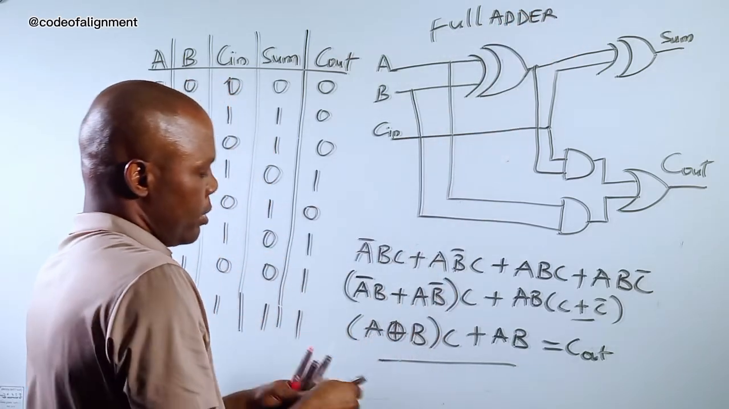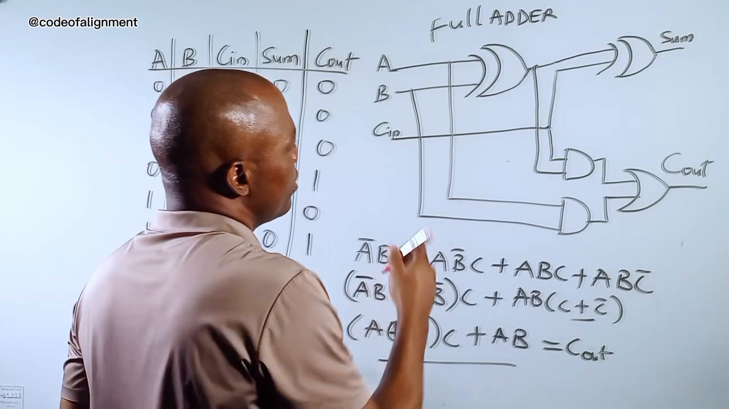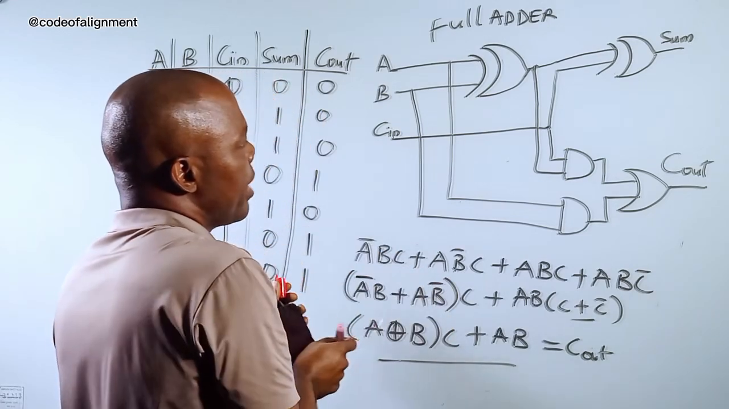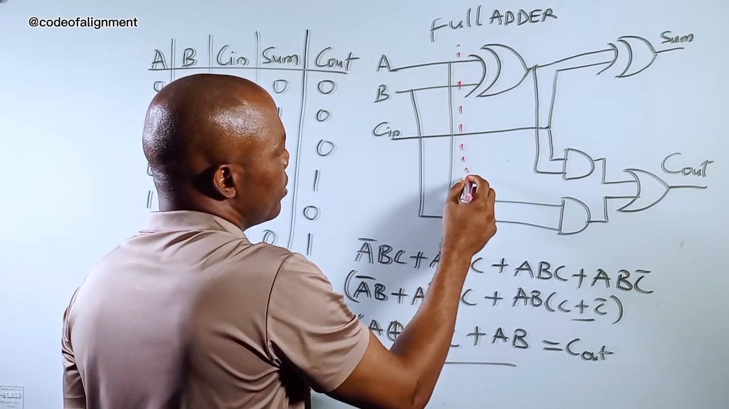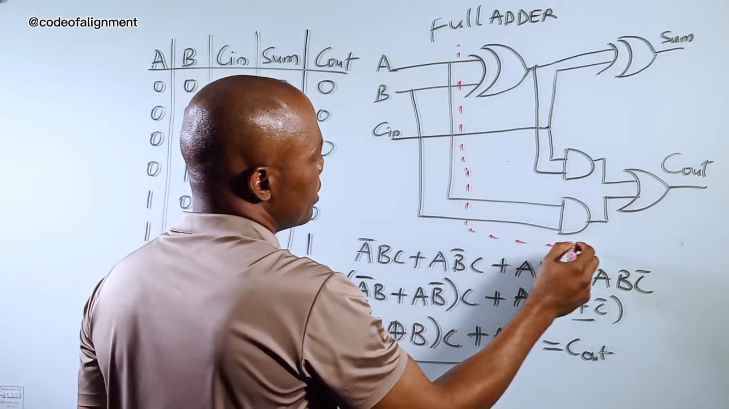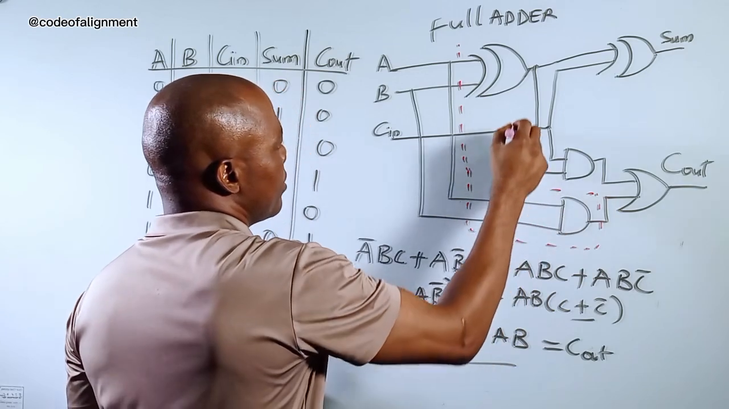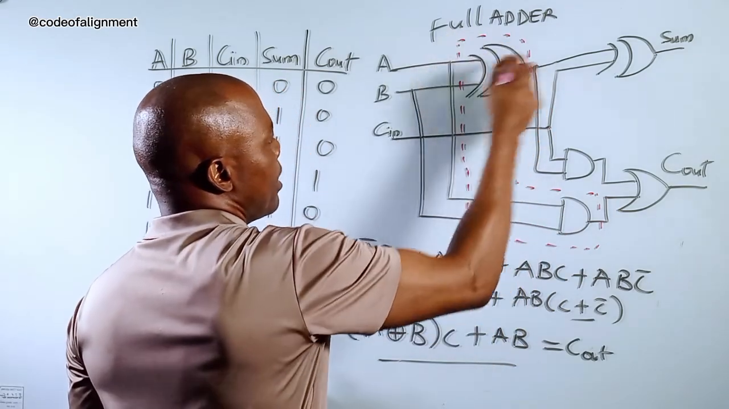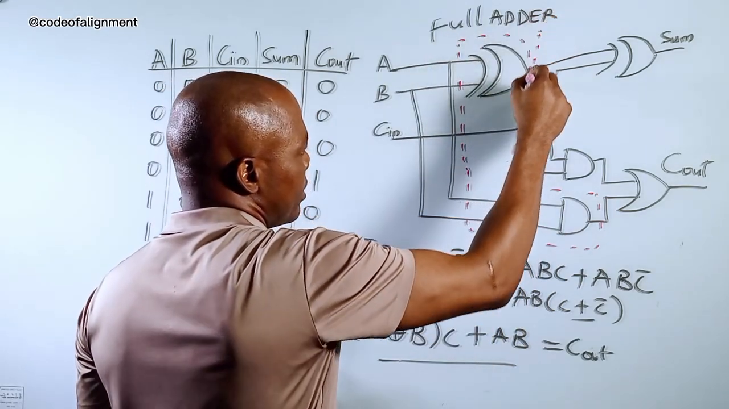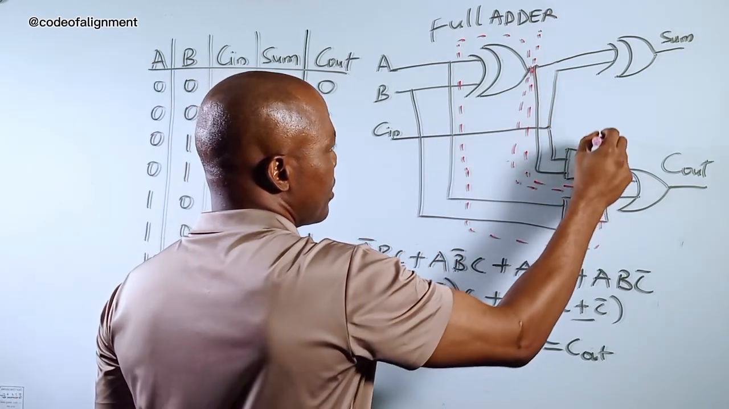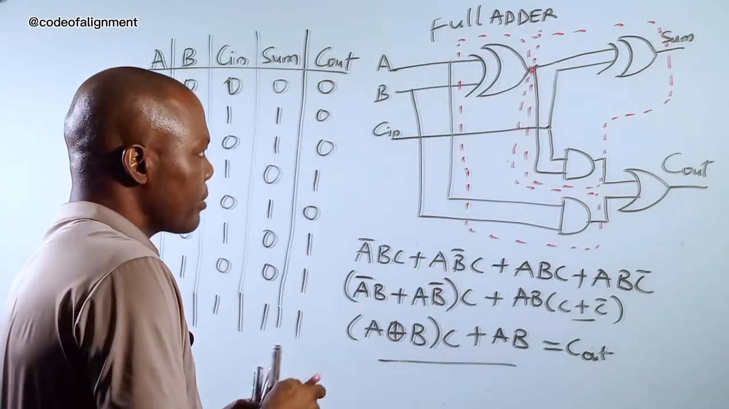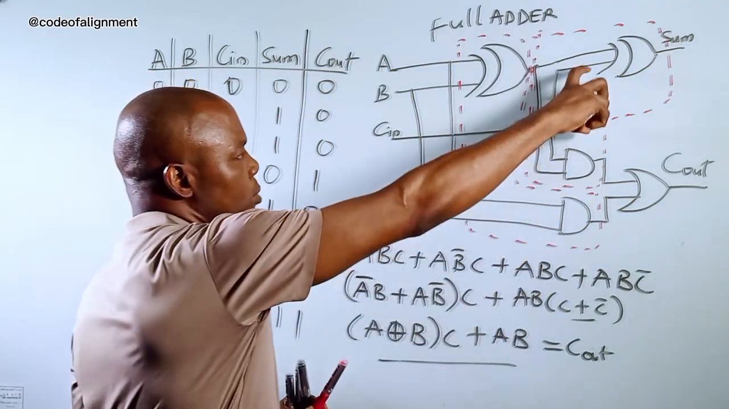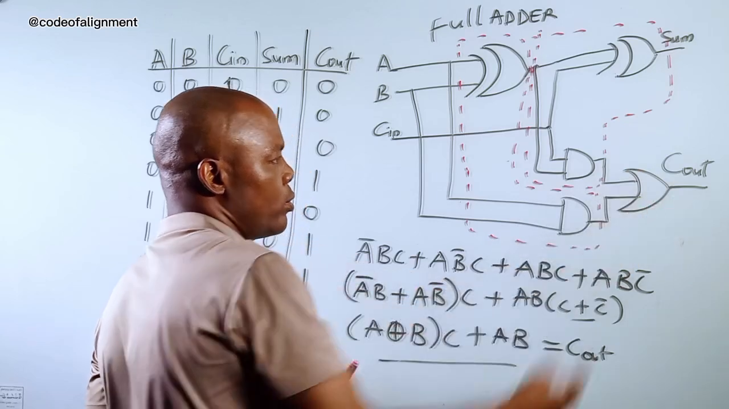Full adder. So that tells you it is two half adders. So you can take this one as one half adder, and then this one as another half adder. So that is that. The outputs of these two half adders will go into this OR.